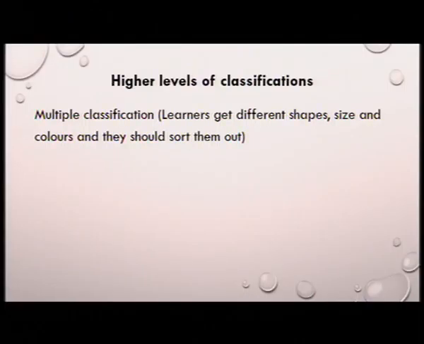The other classification, you simply put round objects with squares and you ask them to sort out. But here you put round objects, squares, soft objects, hard objects, and they must sort out. That is multiple classification.